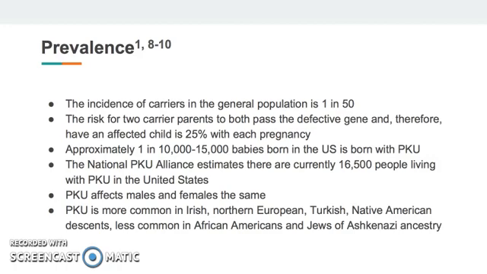So no matter how many pregnancies they have, how many kids with PKU they have, each pregnancy has an equal 25% chance of developing PKU when both parents are carriers of the gene. There's about 1 in 10 to 15,000 babies born in the U.S. with PKU, and it's estimated that there's currently around 16,500 individuals living with PKU right now. Remember that PKU is not affected by gender. Male and female develop PKU about the same, and it is more prevalent in individuals of Irish, Northern European, Turkish, or Native American descent. And it's less common in the Jews of Ashkenazi ancestry and in African Americans.